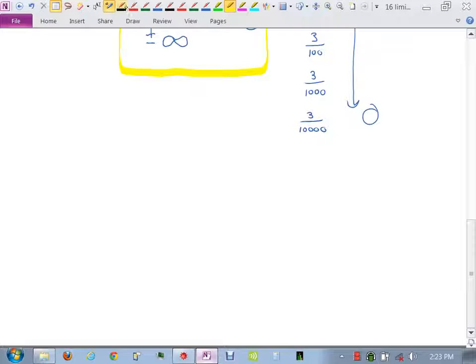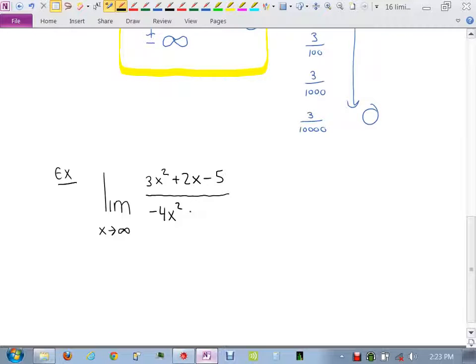Okay, as an example, find the limit as x approaches infinity of 3x squared plus 2x minus 5 over negative 4x squared plus 7.